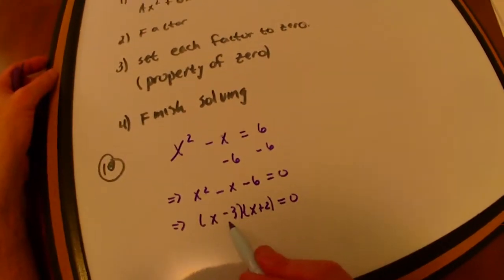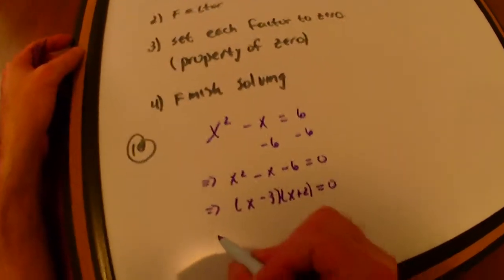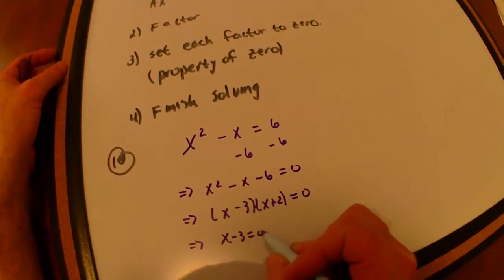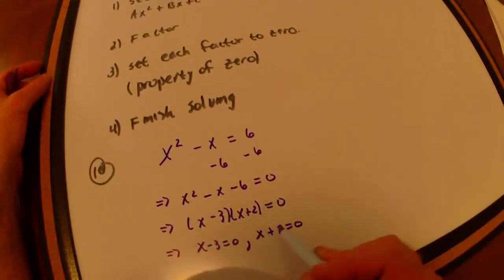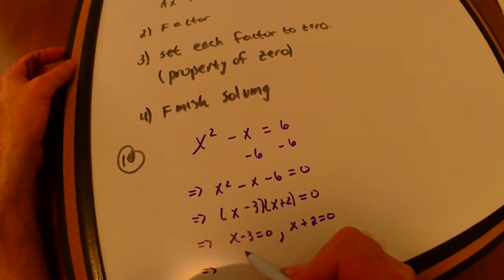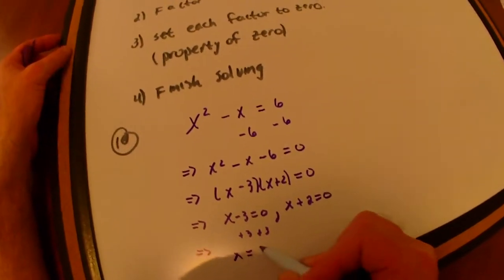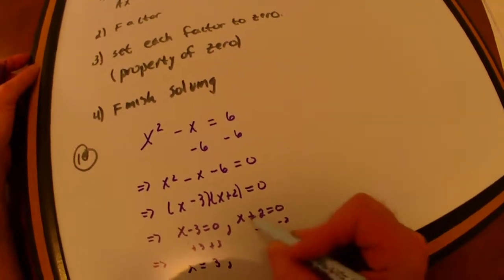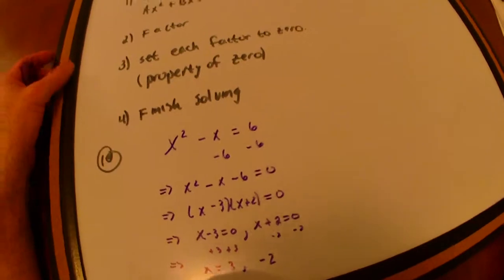Now, the only way two things can multiply to be 0 is if either the first is 0 or the second is 0. So we take each individual factor and we set them equal to 0. That's called the property of 0. Then we finish solving. So on this one we're going to add 3 to both sides, and that tells us x will equal 3. And then on this one we'll subtract 2 from both sides, and that tells us x will be negative 2. And those are our two solutions.